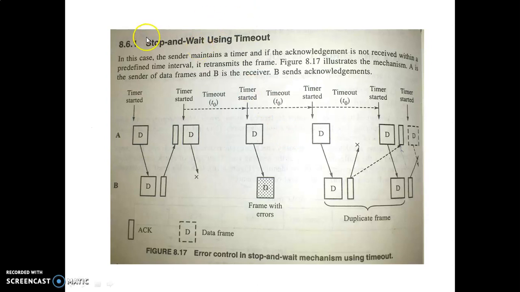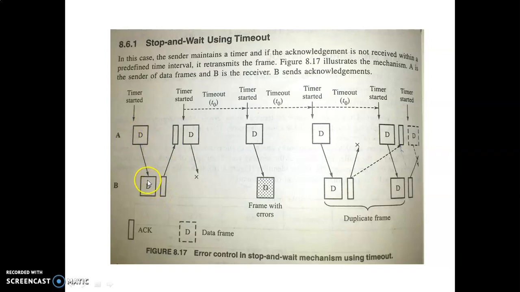So the first is stop and wait using timeout. This is very simple. We have a sender and a receiver. We will assume that only A is sending to B, and frames are sent from A to B only, to make it simple. Since it is the stop and wait mechanism, initially, as we have discussed, it doesn't have any numbers, so all the frames are labelled D. Then you will see if numbers are required for this method also. The first frame is sent from A to B.